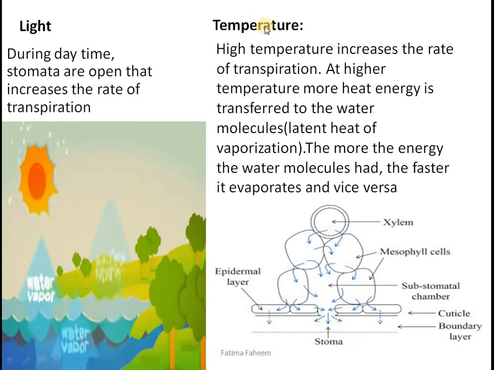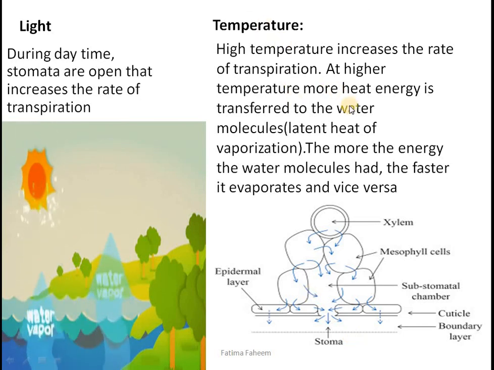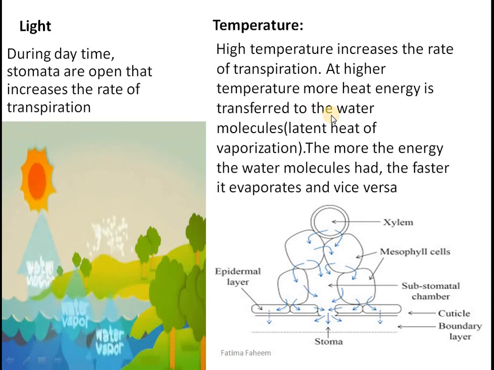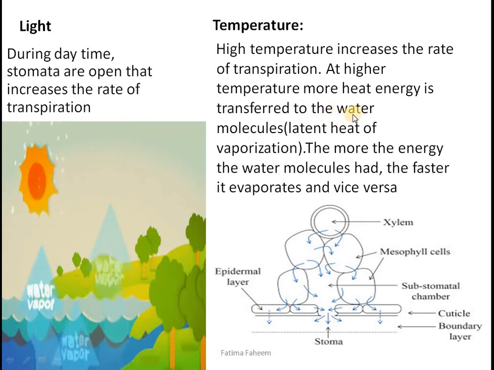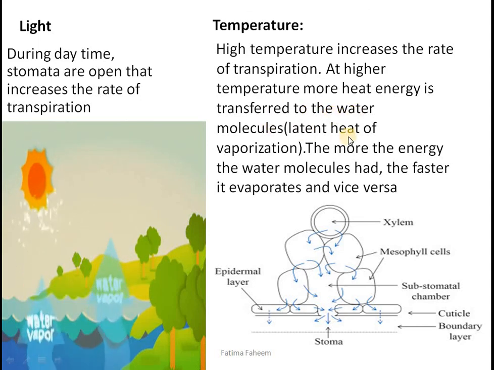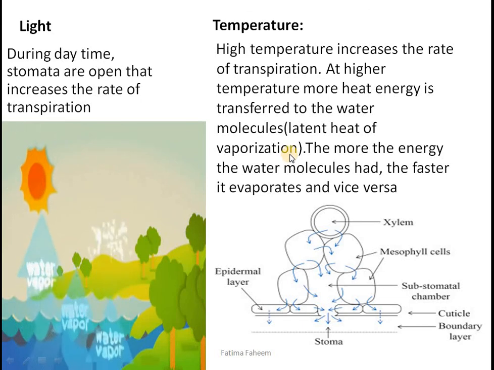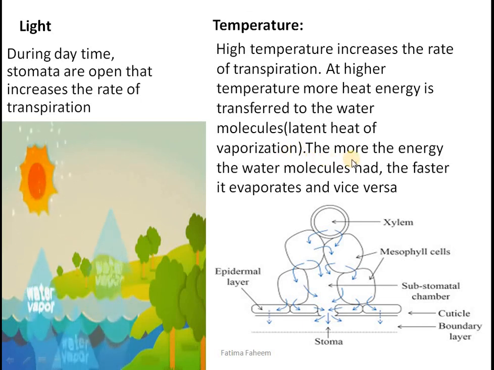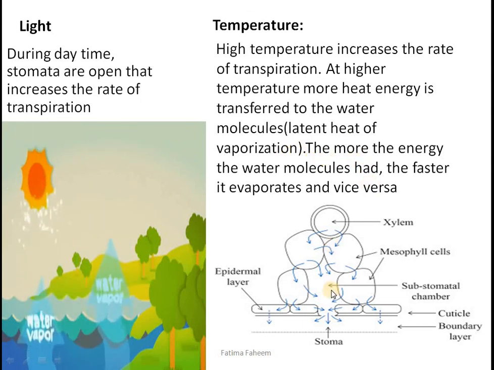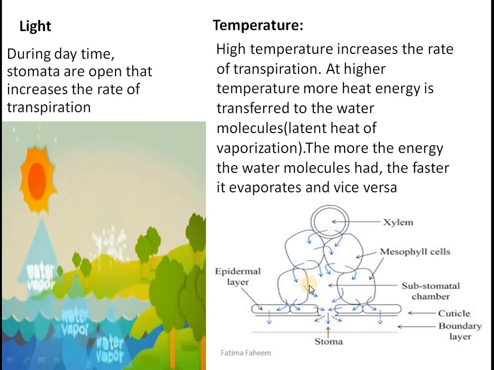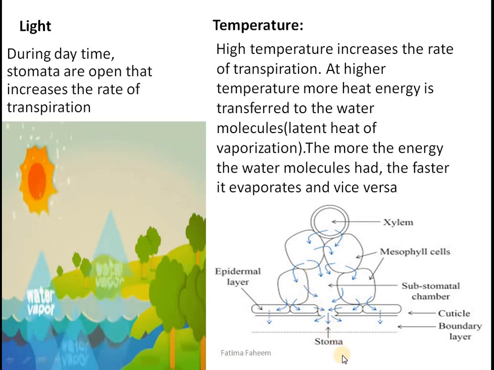So actually, by increasing the temperature, you are increasing the kinetic energy of the water molecules, or you are providing water molecules with enough latent heat of vaporization that they will start to convert to vapor state and would be evaporated from the mesophyll cells out from the stomata.